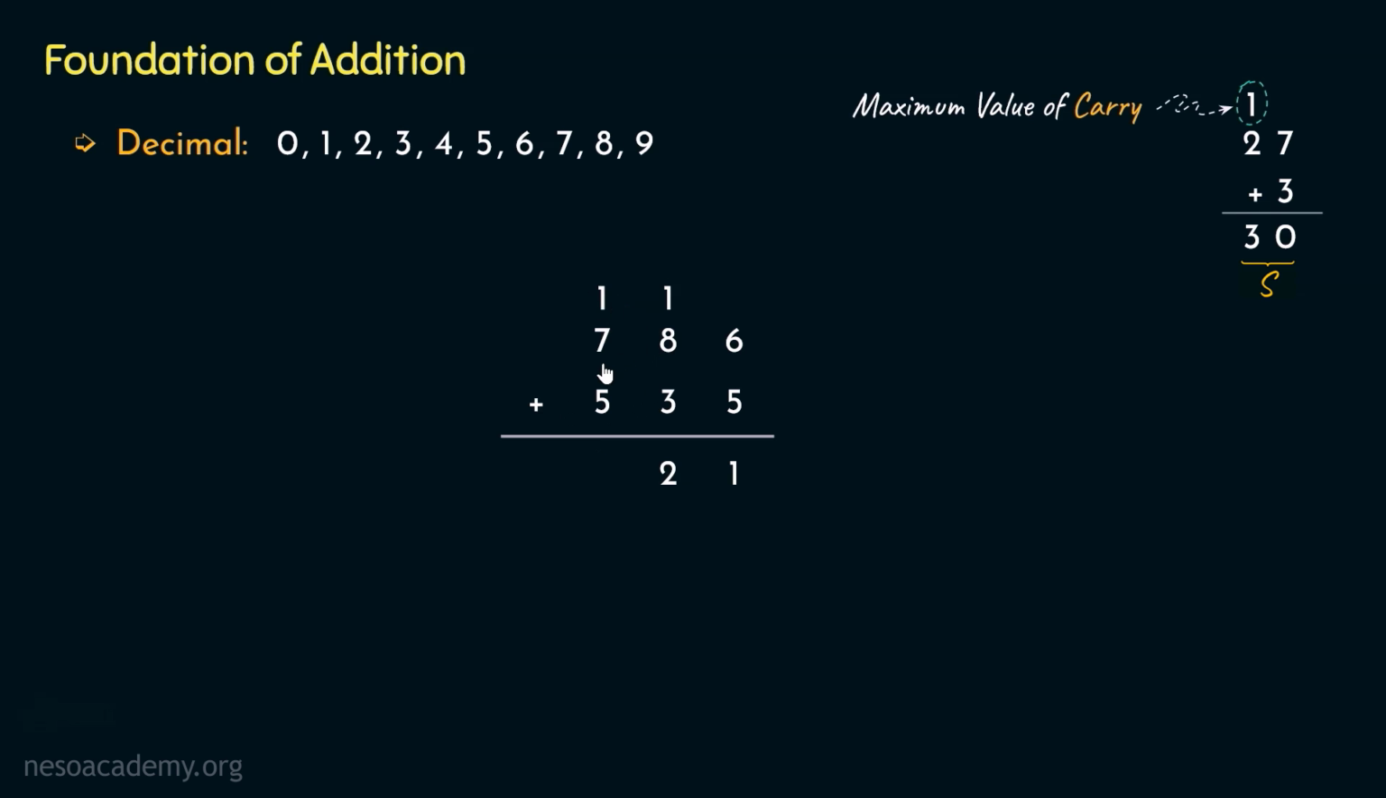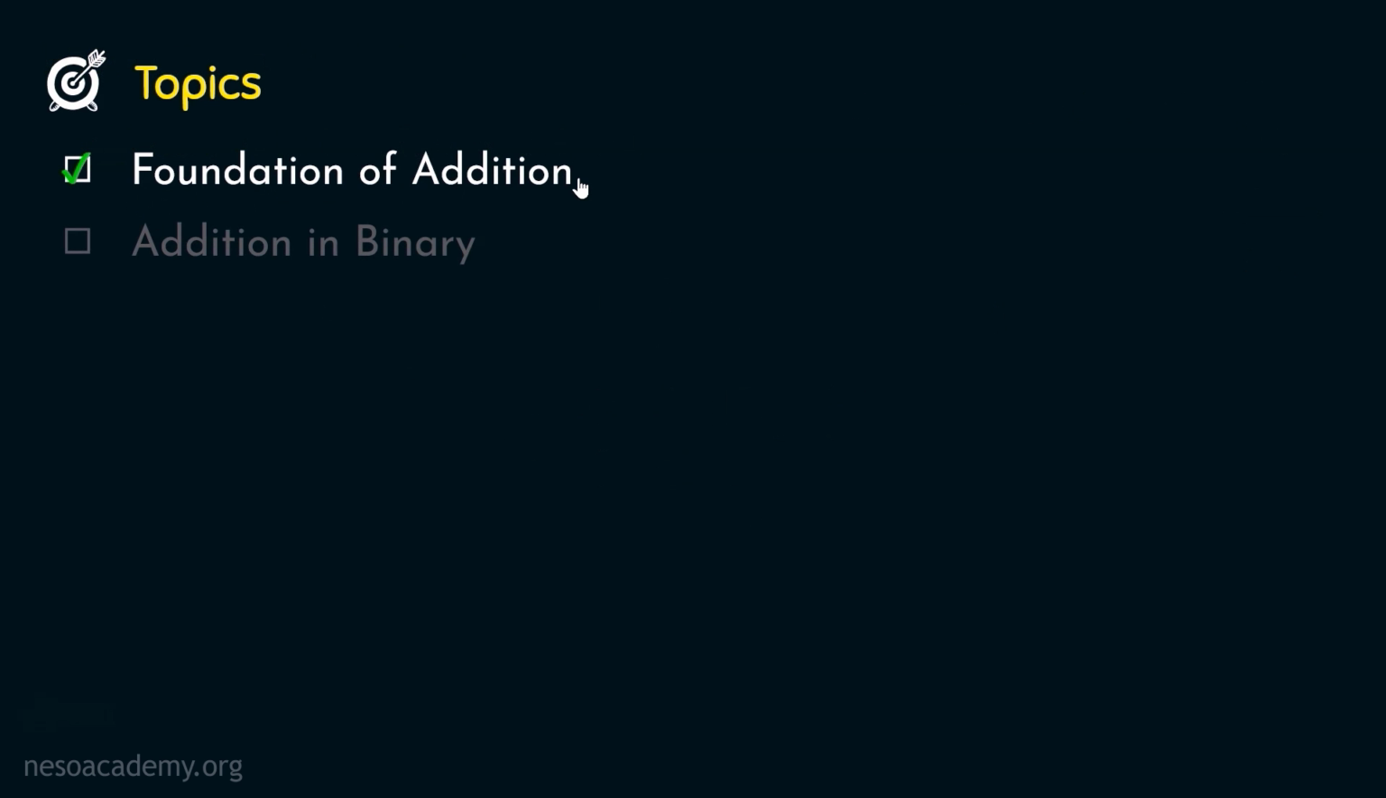So 1 plus 7 will give us 8, and 8 plus 5 will result in 13, right? Since we didn't have any more place to carry the 1, we placed it in here. Notice, every single time the maximum value of the carry was 1. And the reason for that is, when we performed the additions, we considered each of these units according to the place values. So that was all about the foundation of addition.